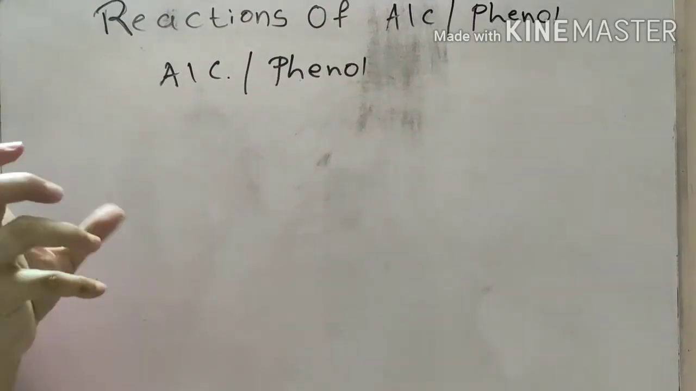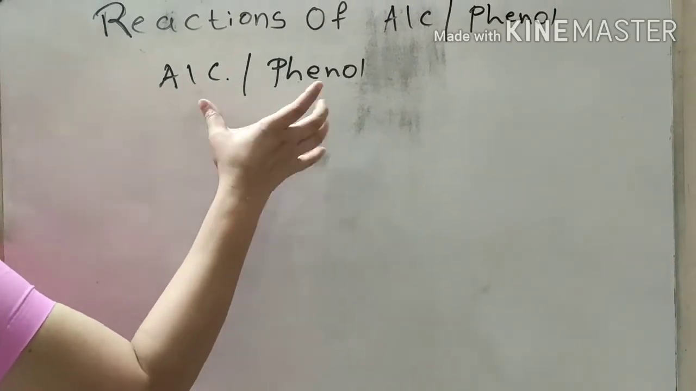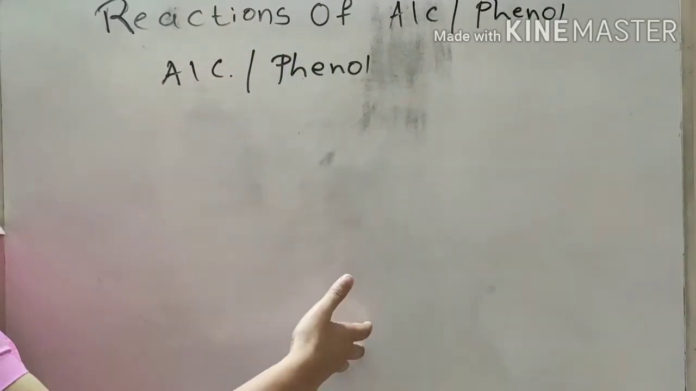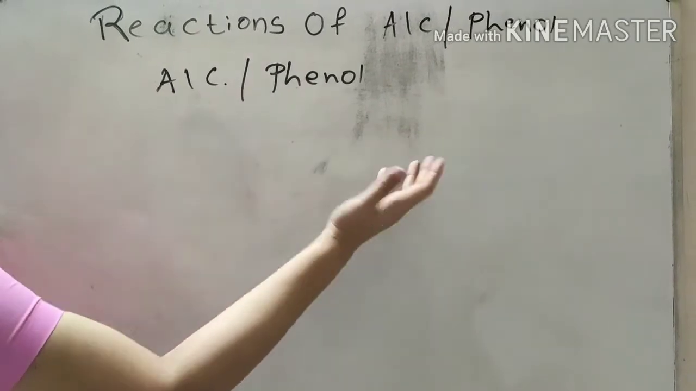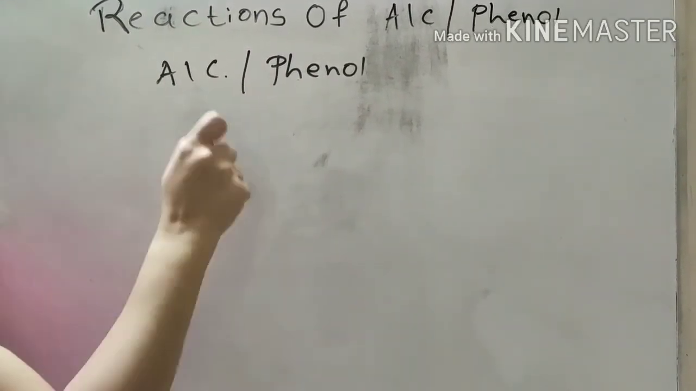If they ask the question, write the distinguishing test between alcohol and phenol, then we do not have to write in the distinguishing manner, one side alcohol, one side phenol. That is not the answer, for this distinguishing test they have asked.